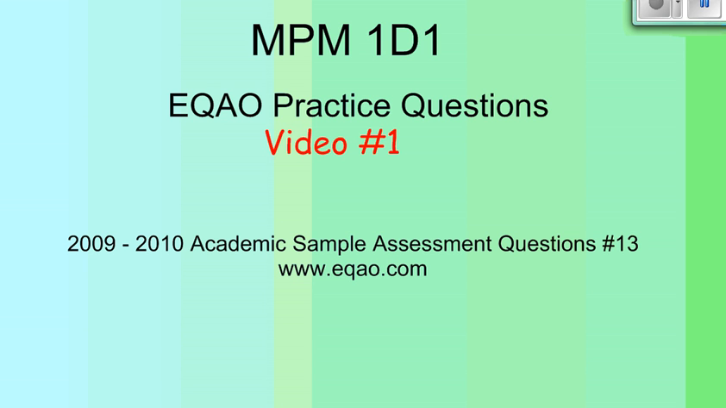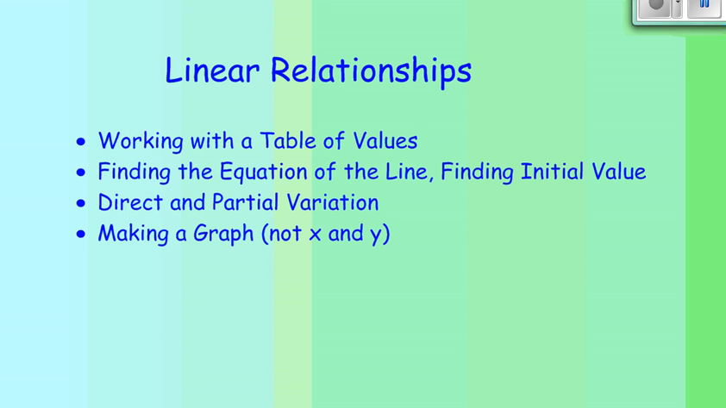13. As we go through this question, we'll be looking at the major topic of linear relationships, and in particular, we'll be reviewing how to work with a table of values, how to find the equation of a line and find the initial value, the concepts and definitions of direct and partial variation, and at the end of it, if you stick around, we'll talk about how to make a graph that's not just a regular XY graph. So let's look at this question.